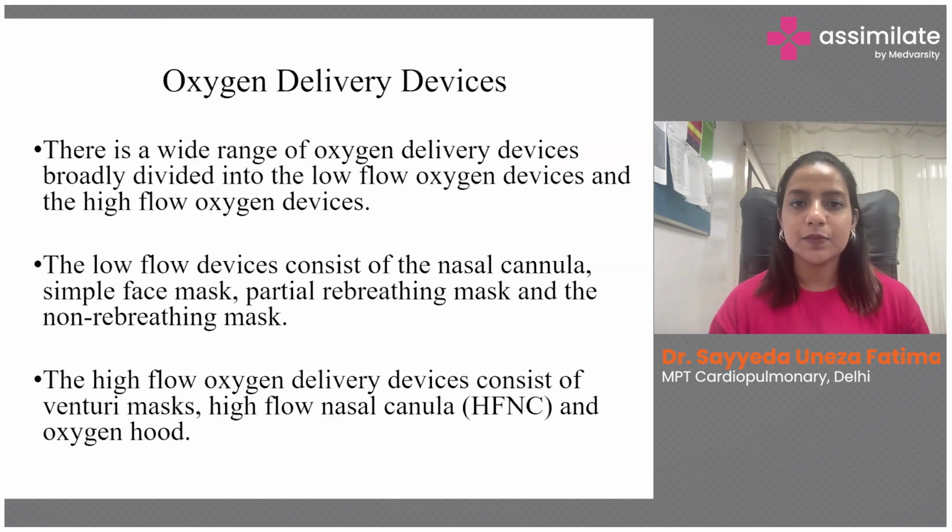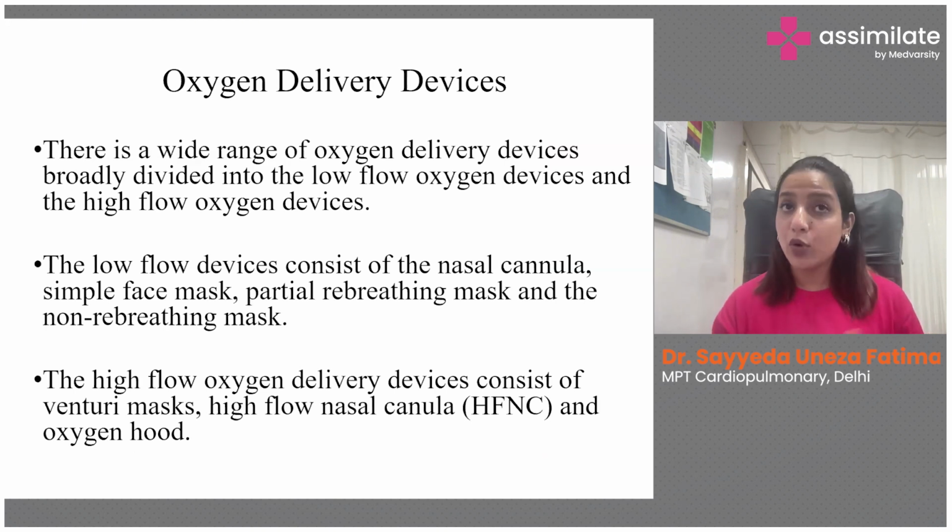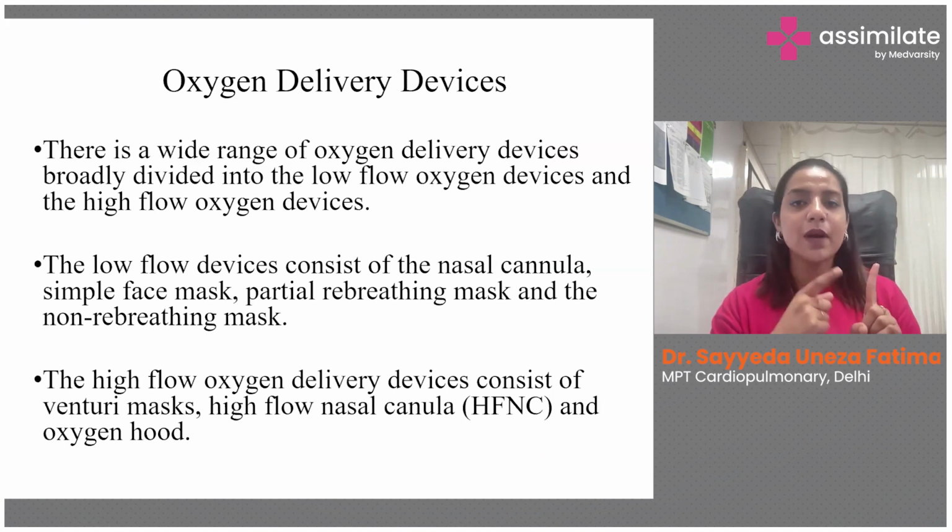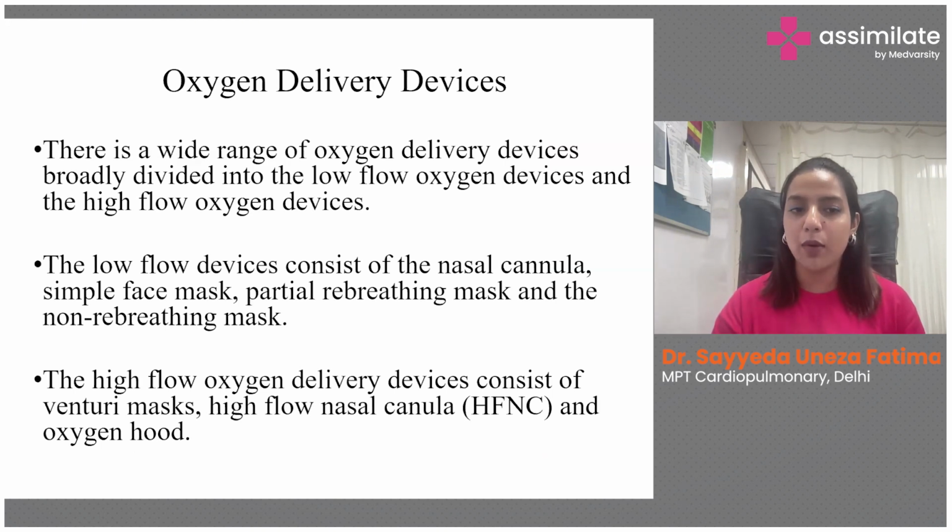There's a wide range of oxygen delivery devices which are broadly divided into low flow and high flow. The low flow consists of nasal cannula, simple face mask, partial rebreathing mask, and non-rebreathing mask. So there are a total of four we'll talk about. Then we have high flow oxygen delivery devices, which consist of the Venturi mask, high flow nasal cannula, and oxygen hood.